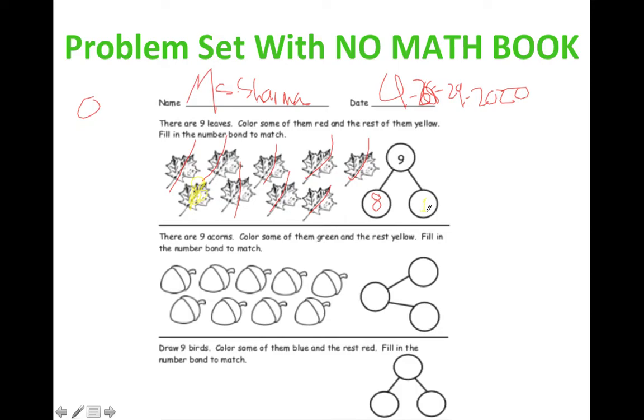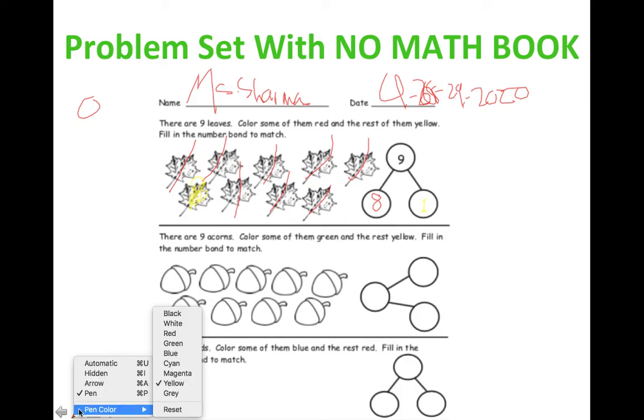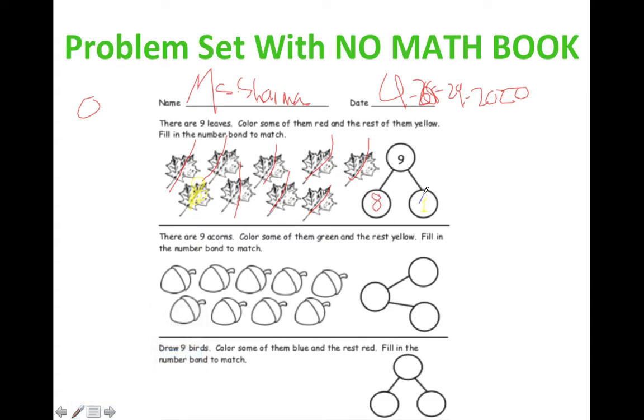Okay, this is a bit hard to understand, so I'm going to go back to a blue marker. 1. So I know 8 and 1 makes 9. So I want you to do this and this by yourself. Again, do not forget to put your name and today's date.